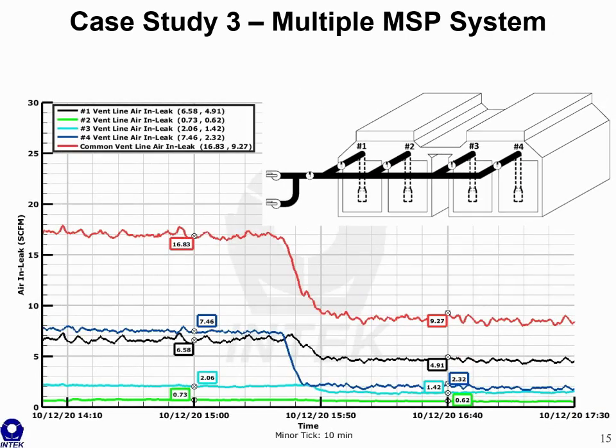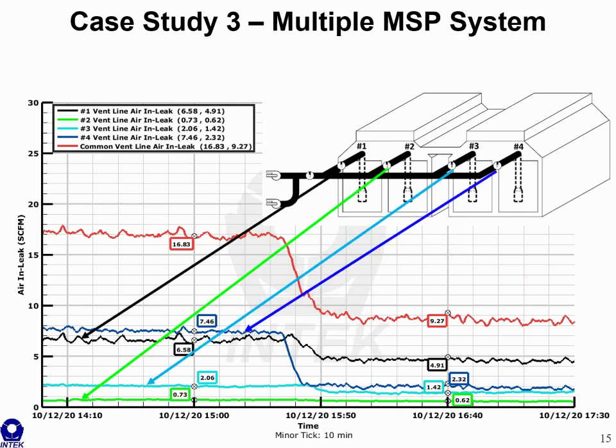This plot shows the air and leakage for all four vent lines, which are summed up to get the total unit air and leakage. The first half of the plot shows the conditions before the leak is located and repaired, including the amount of air and leakage being measured in each vent line. The total air and leakage is approximately 17 SCFM, with the majority of the air and leak contribution in the number 1 and number 4 vent lines, which accounted for 14 SCFM.